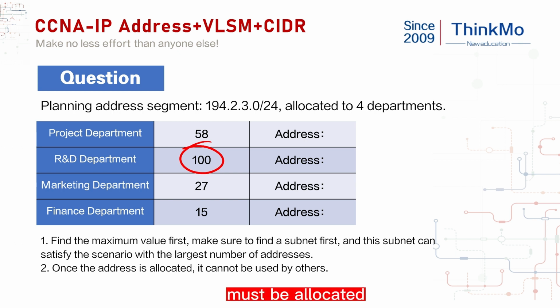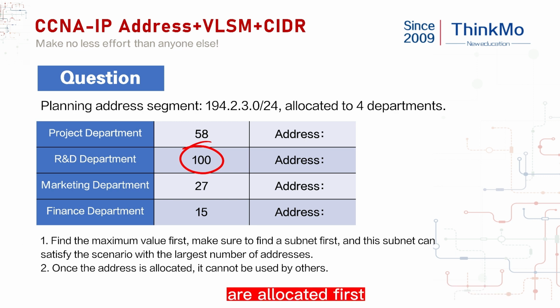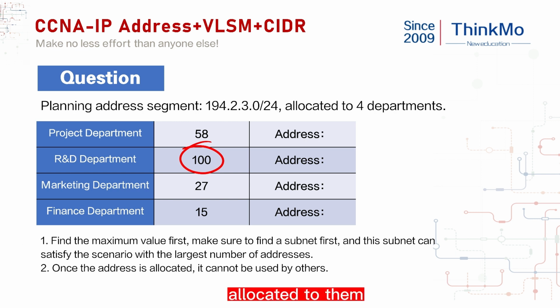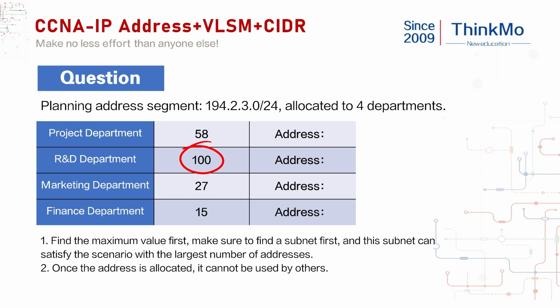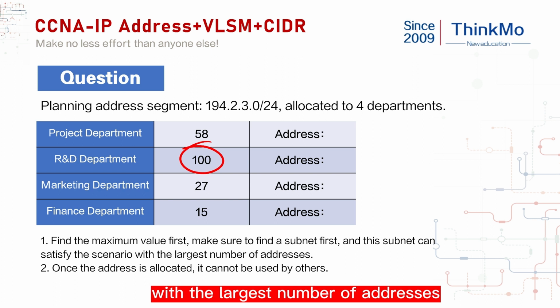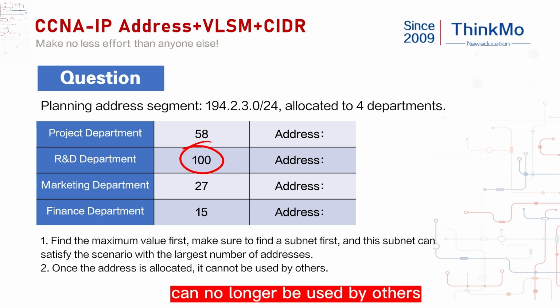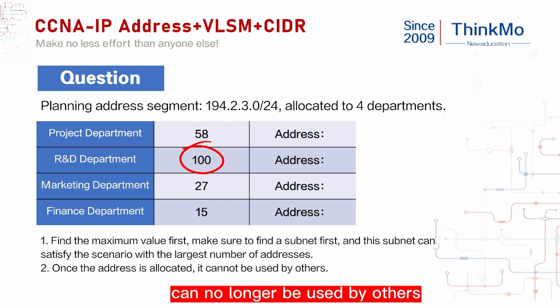Must be allocated. But if these departments with a small number of people are allocated first, it is very easy to cause too much to be allocated to them. Make sure to assign first to the department with the most people, satisfying the situation with the largest number of addresses. Once the address is assigned, it can no longer be used by others. Notice, it can no longer be used by others.